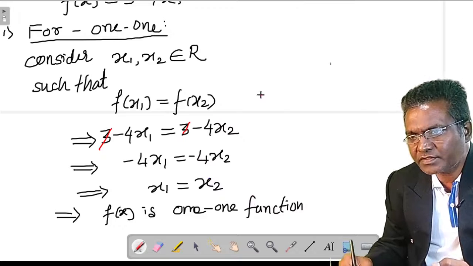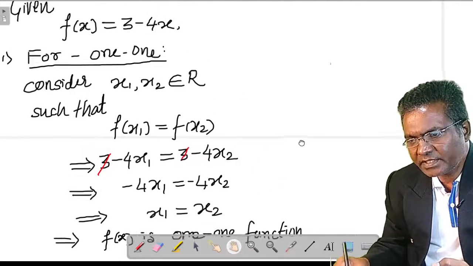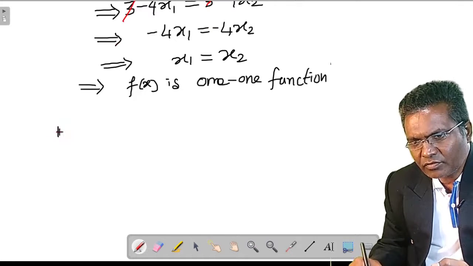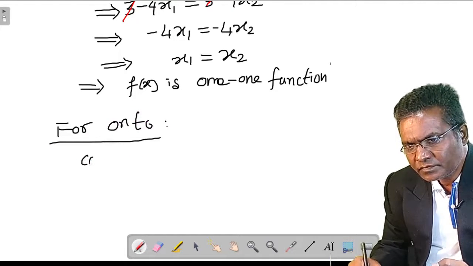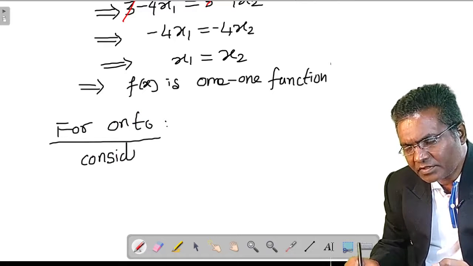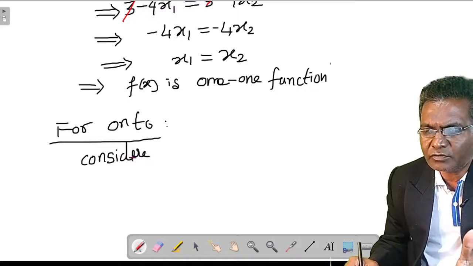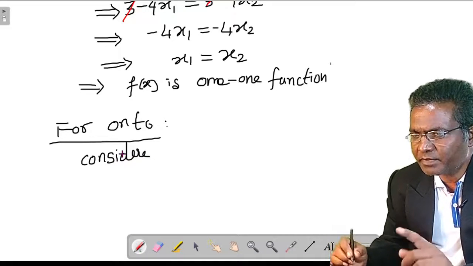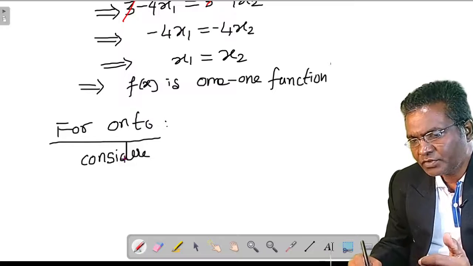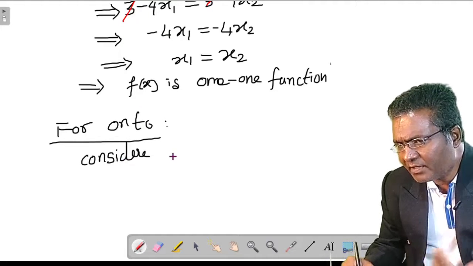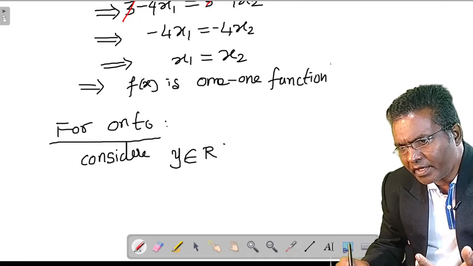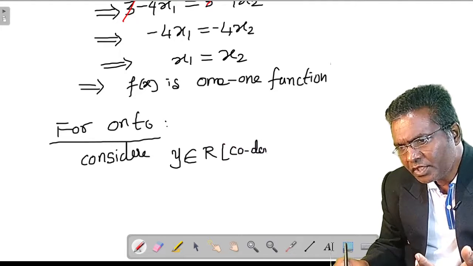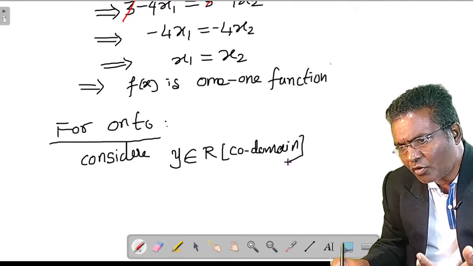For ontoness, you have to consider what ontoness is. When do you say that the function is onto? Every element of the codomain must be the image of some element of the domain. So consider one arbitrary element. Consider any arbitrary element y belongs to the codomain. You have to take one element from the codomain.